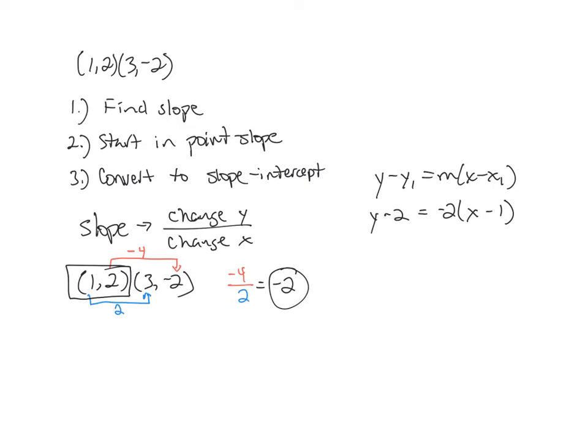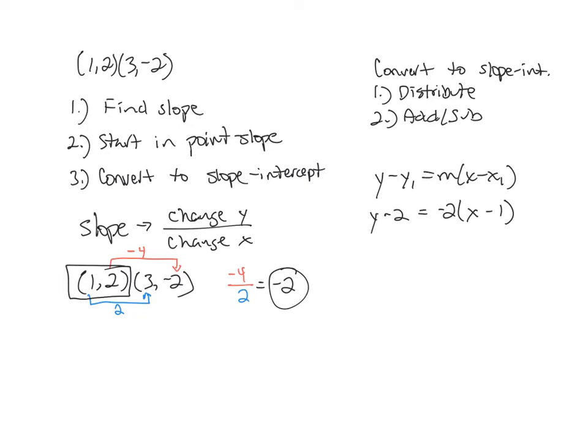Alright, now, so I start in point slope form. I found the slope. I did step number 1. Step number 2, start in point slope. I did that. Now I need to convert it. Okay, and here's the thing. The converting is the same every single time. So to convert to slope intercept, you are going to distribute, and then you are going to add or subtract every single time.